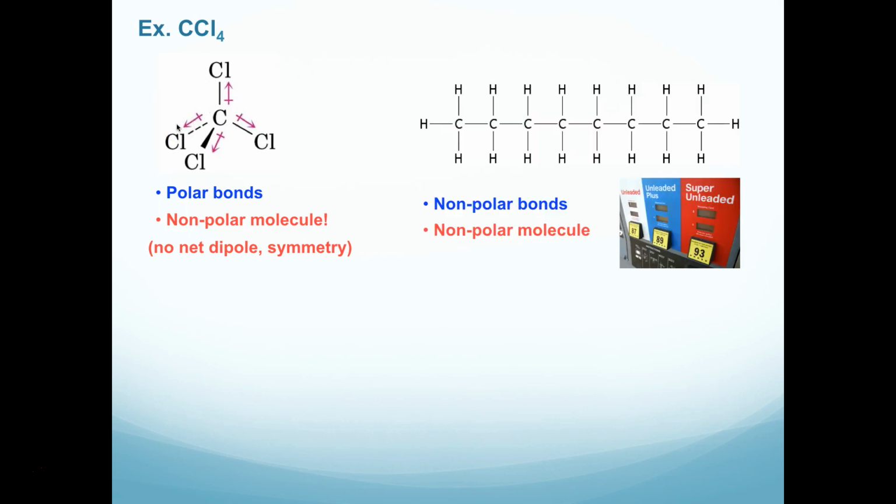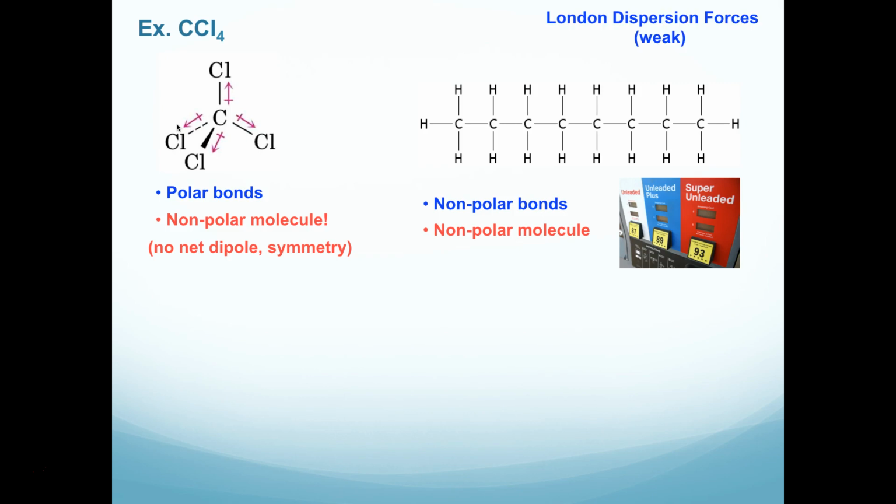Another example of a nonpolar molecule is a hydrocarbon. Hydrocarbons only have carbon and hydrogen in the molecule, and we just learned that a C-H bond is a nonpolar covalent bond. So if you only have C-H bonds in your molecule, the compound is automatically going to be nonpolar overall.